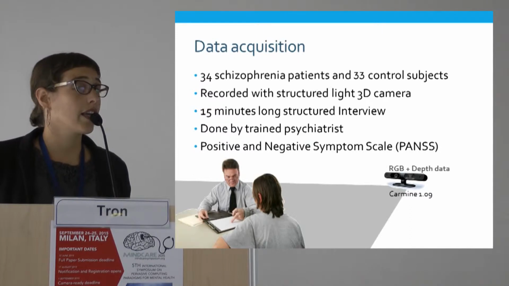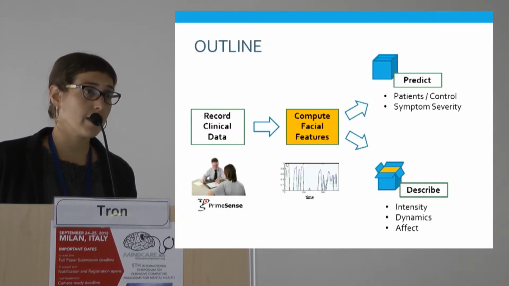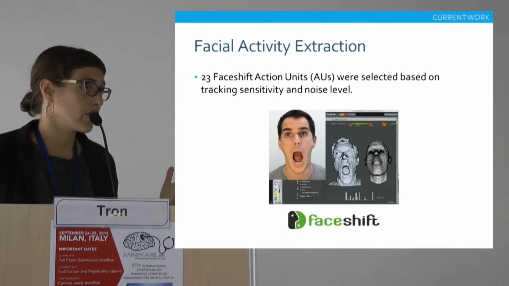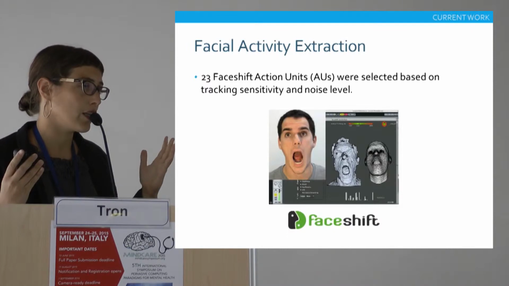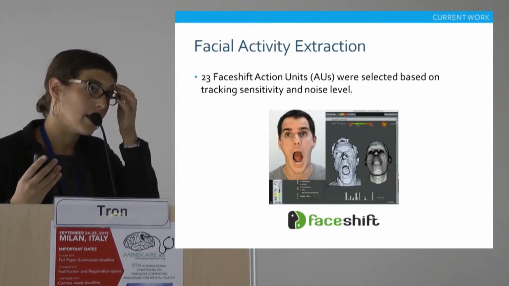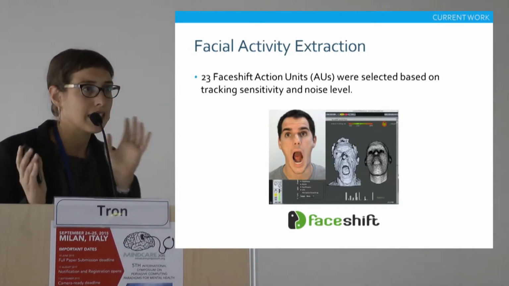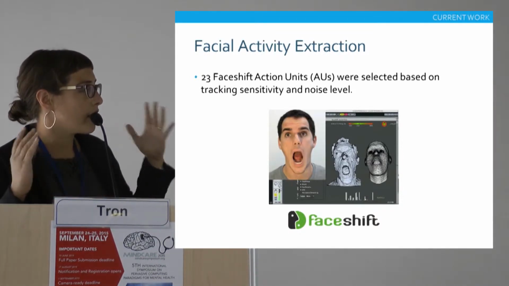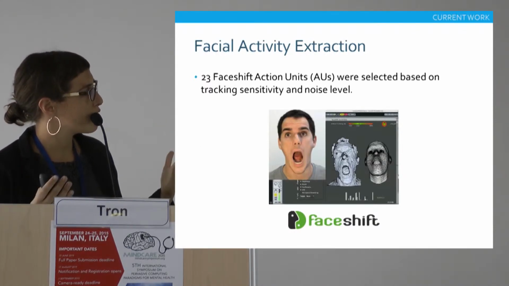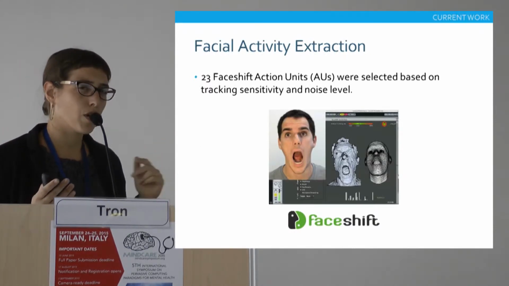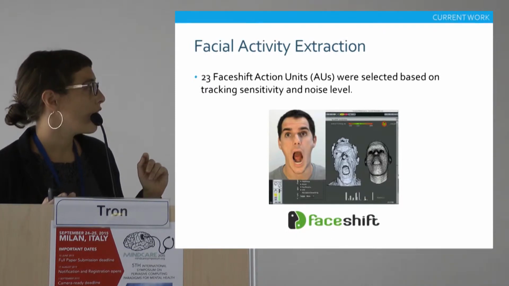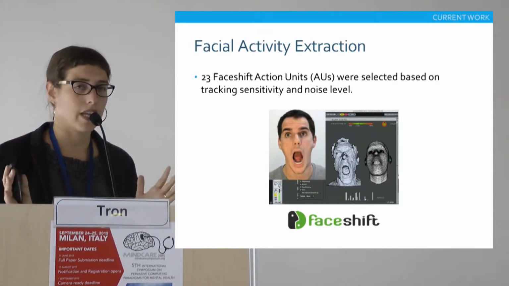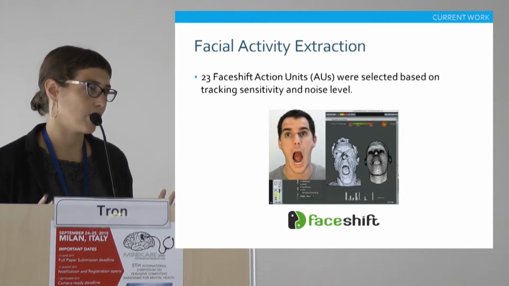Now, the way we extracted features out of the data is using FaceShift, as earlier introduced. This software gives a lot of facial action units. An action unit is basically the activity of one small muscle in the face. From the entire data that FaceShift returned, we chose 23 facial action units. I'm going to call them AUs from now on. These were chosen based on tracking sensitivity and noise level, just to get something that we know we can count on from the software.